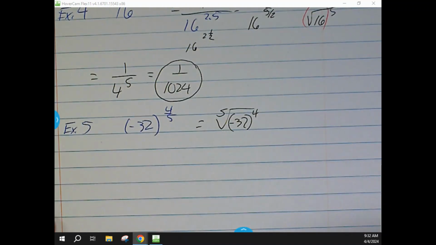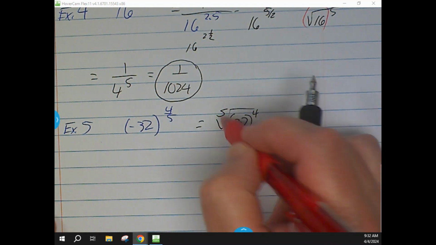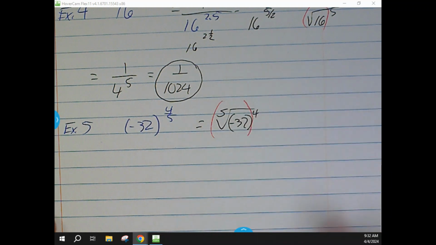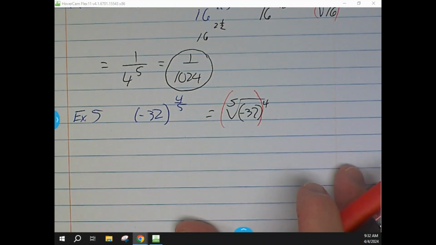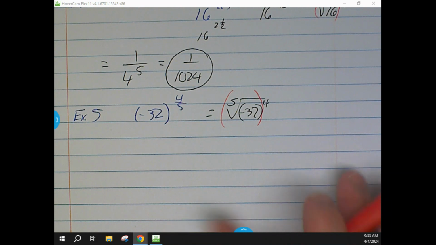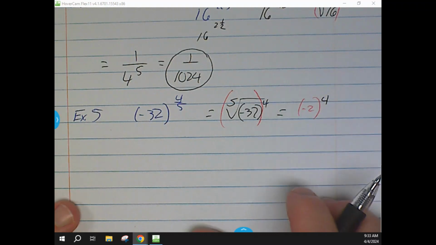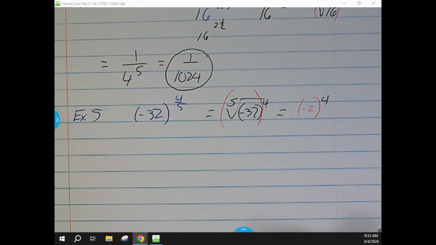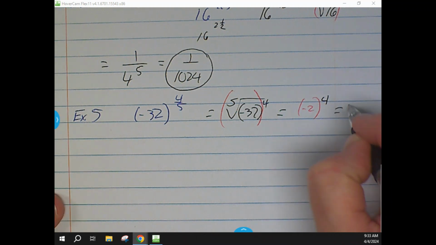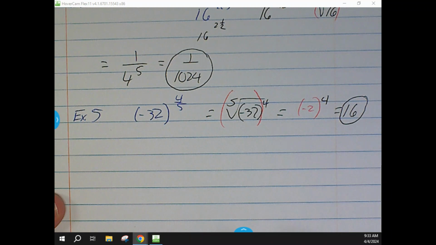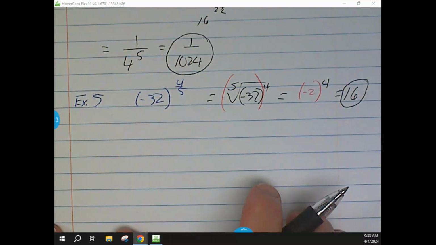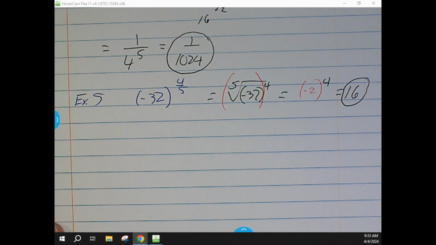If you check this one, I don't know what negative 32 to the 4th power is. So in this case, I'm going to do the radical part first, because I know the 5th root of 32 would be 2. So the 5th root of negative 32 would be a negative 2. And then we've got negative 2 to the 4th power. So now it's negative 2 times negative 2 times negative 2 times negative 2. If you do that, that should be 16. There you go. So it would be a positive 16 because of the 4th power there.